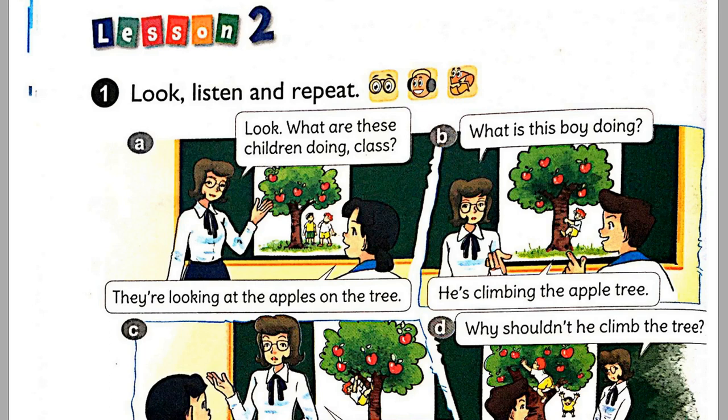Page 14. Lesson 2. Activity 1. Look, listen, and repeat. A. Look. What are these children doing, class? They're looking at the apples on the tree. B. What is this boy doing? He's climbing the apple tree.